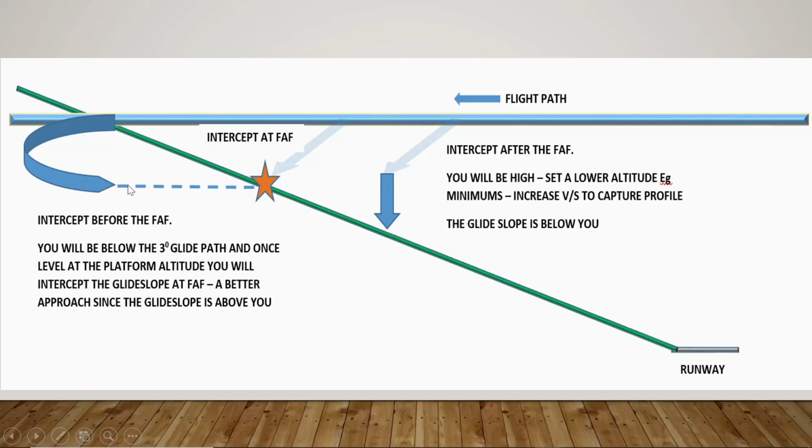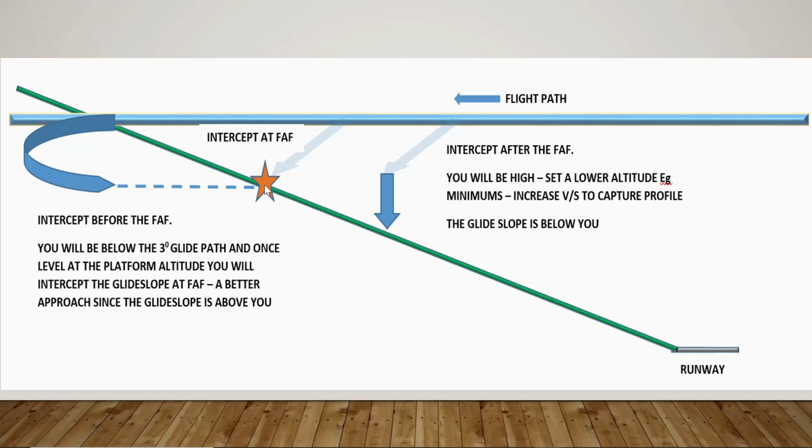So if you intercept before the FAF, as I said, we're reading from left to right, you'll be below the 3-degree path, and once level on the dotted line here at the platform altitude, meaning the altitude at which you capture your glide path at the final approach fix, you will intercept the glide slope at the FAF. So you'll be coming in like this, and exactly at the FAF, the glide slope will be captured. The glide slope is above you. It will be coming in slowly as you're approaching the FAF, and there you go. You are going to capture the glide slope from exactly the FAF, but from below. This is a bit more comfortable maneuver.